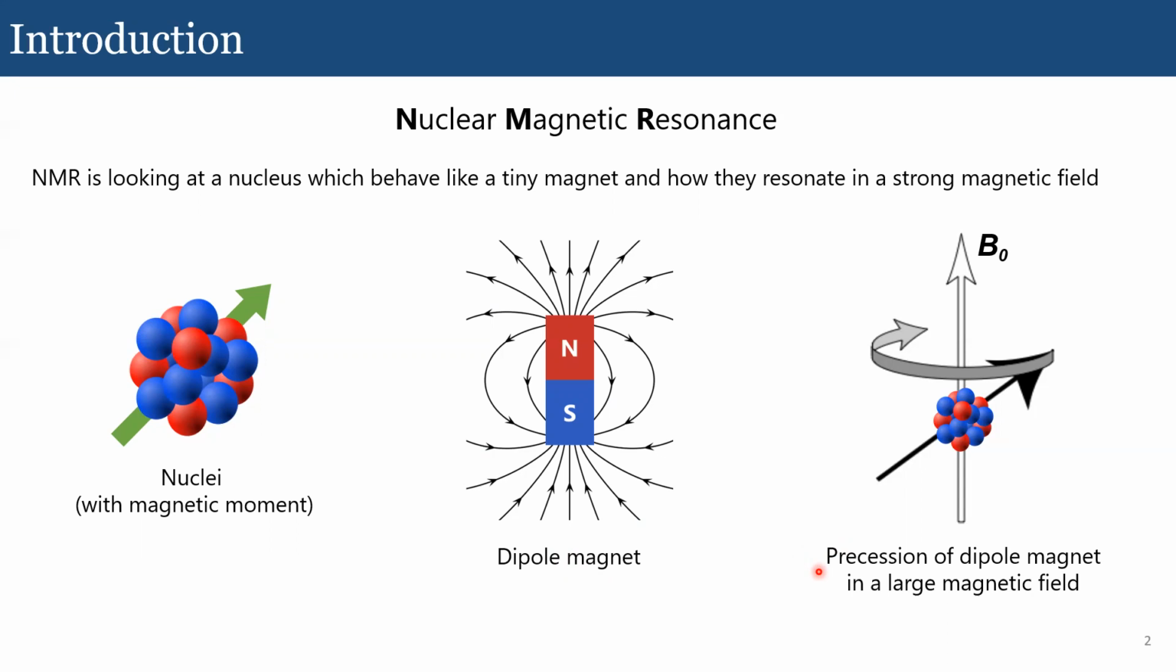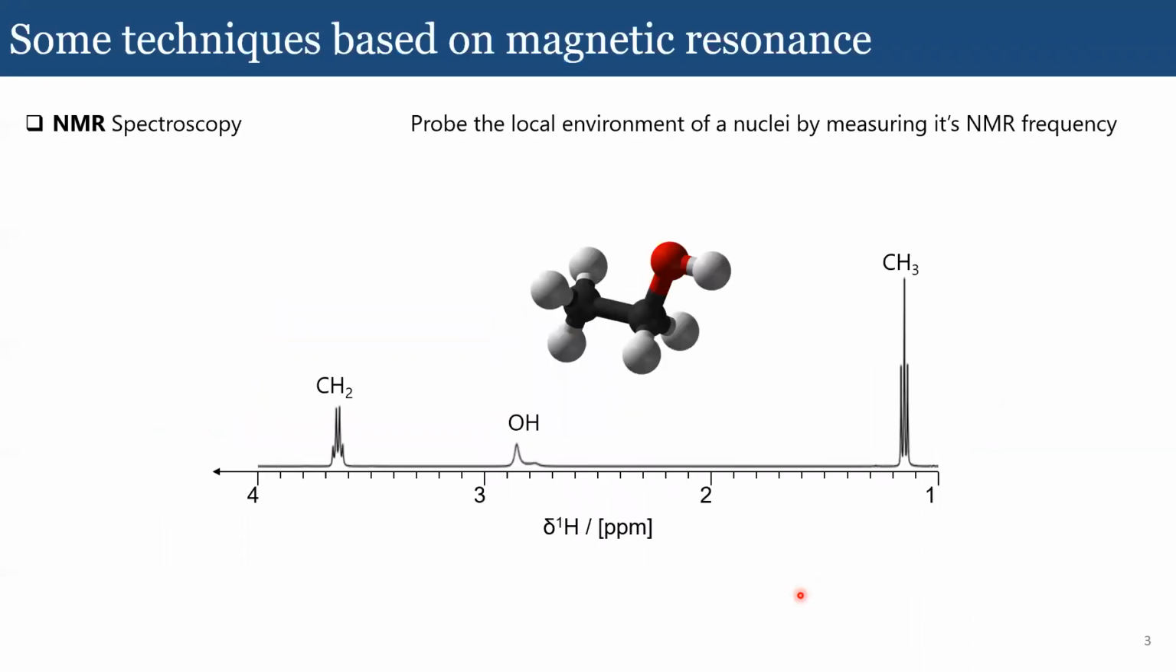This physical phenomenon is also found for other particles like the electron, and it's actually what is used in electron magnetic resonance, which Howie presented in a previous talk. So nuclear magnetic resonance is just the physical phenomenon that is used by NMR spectroscopy to probe the local environment of a nucleus. Here I'm showing a proton NMR spectrum of a molecule that contains a methyl group, CH3, a hydroxyl group, OH, and a CH2 group. These three signals are here because we just recorded the spectrum of ethanol, which any good organic chemist might have seen at some point.